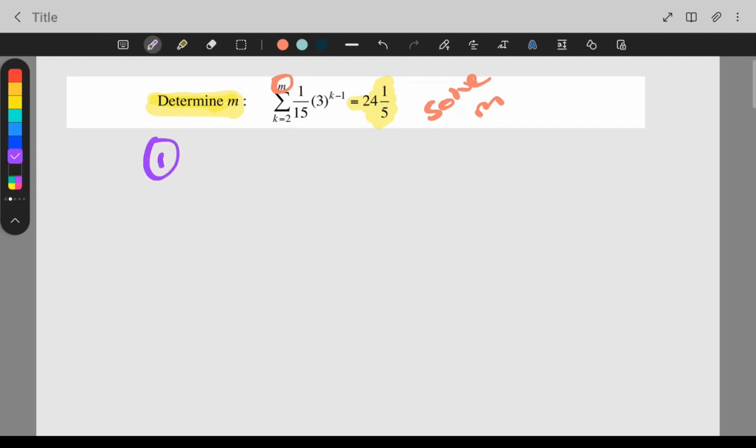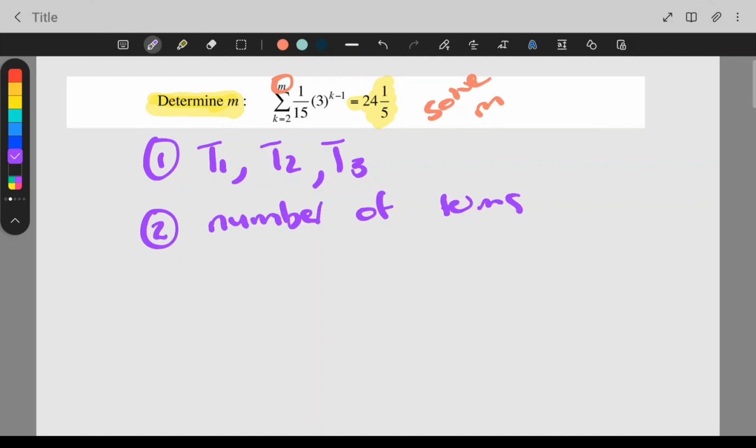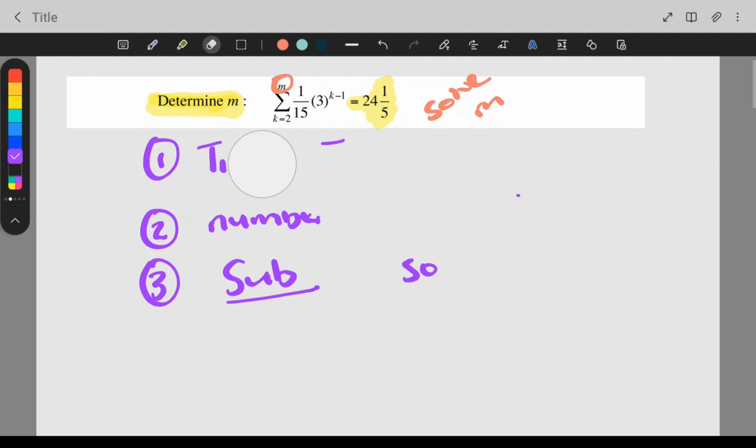Step number 1, find the first 3 terms. Why do we do this? Because we want to find out, is it arithmetic or geometric? Then step number 2, the number of terms, top minus bottom plus 1. And then 3, we're going to sub in the formula, and then we're going to solve for n. That's our step. So let's start. Step number 1, find the first 3 terms.